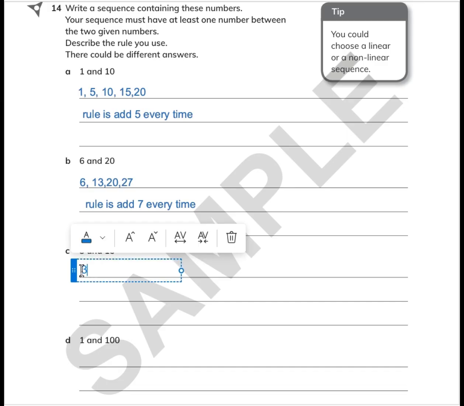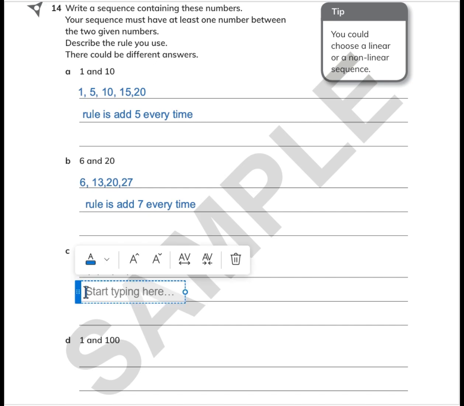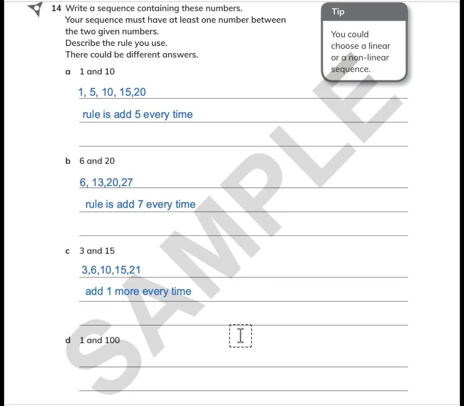So you can see 3, 6, 10, 15, 21. Okay. So here what is the rule I am using? Add one more every time. So this is a non-linear sequence. Here you can see a difference of 3, here the difference is 4, here the difference is 5, and here the difference is 6. So this is the non-linear sequence that we have used.